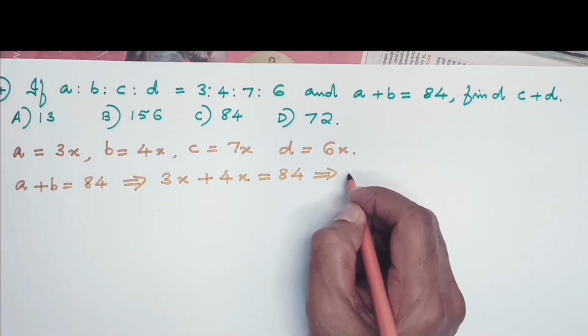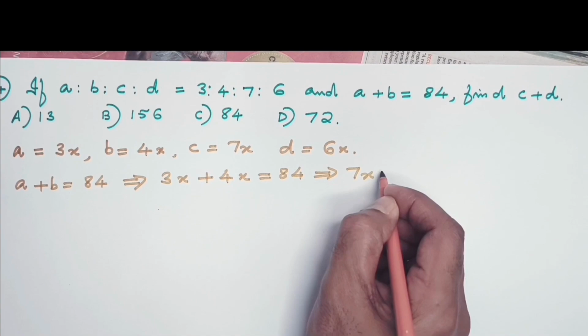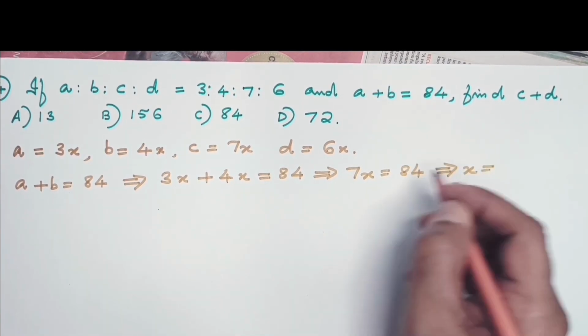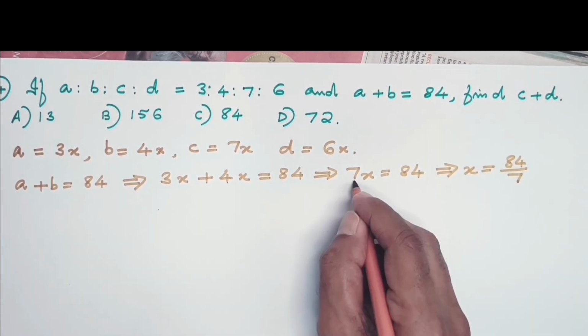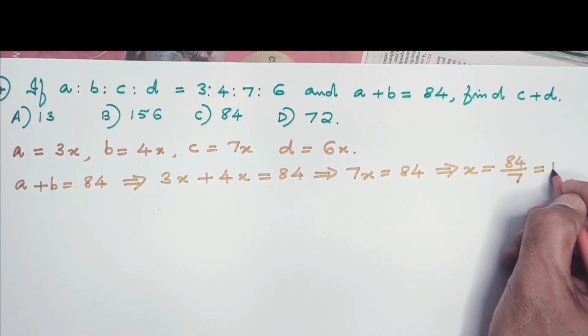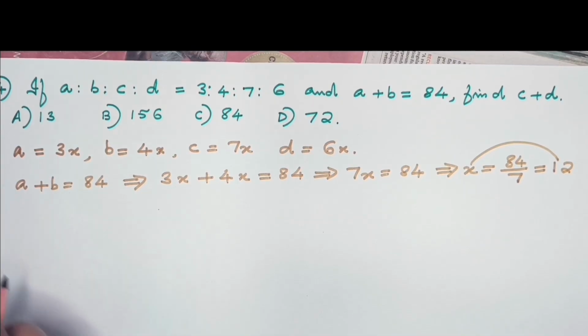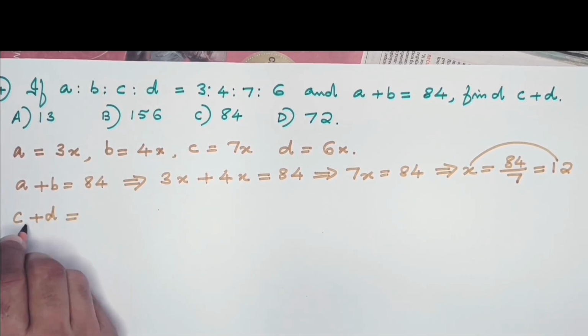You're getting a simple equation in x. 3x plus 4x, 7x. x equals, taking 7 to the right side, here it is multiplication, on the right, it's division. And this on simplification, 12. So x found to be 12. Now, this is what is required to be found out.